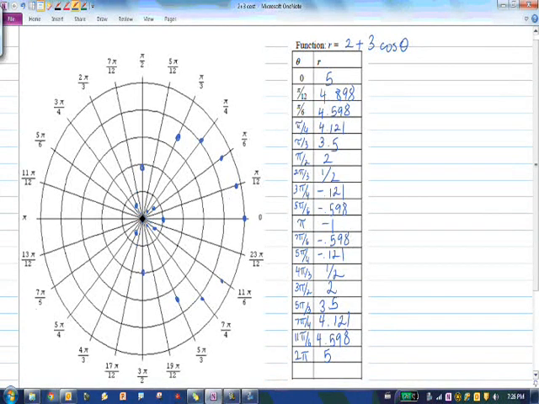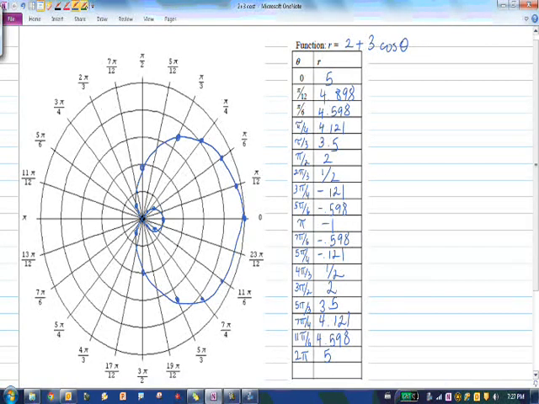So here are the points of our limaçon. What does it look like? Remember, we want to keep it counterclockwise. We want to keep it as smooth as possible. So it's going to actually loop around, come back out, and form this shape, roughly.